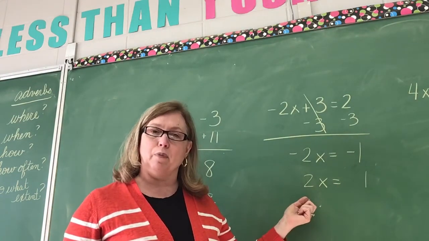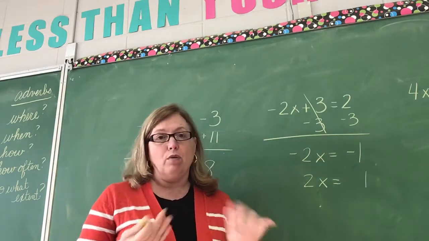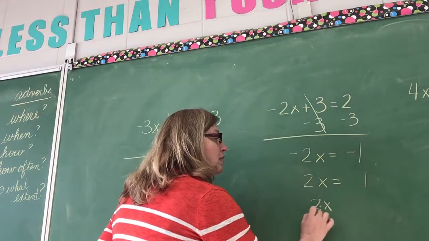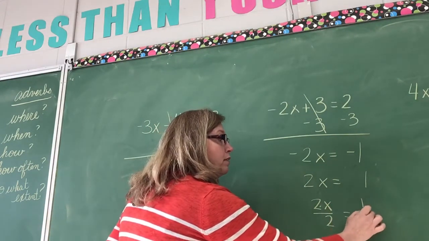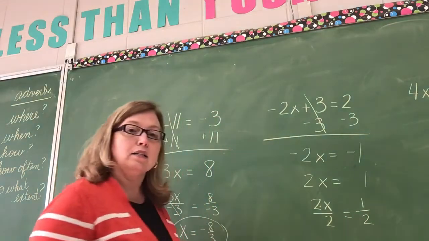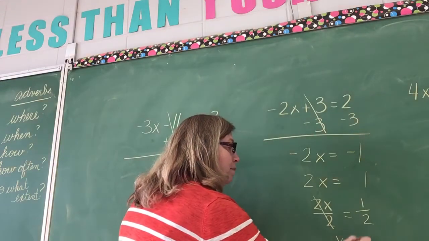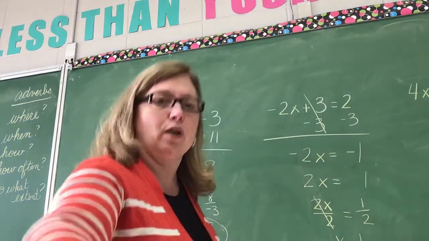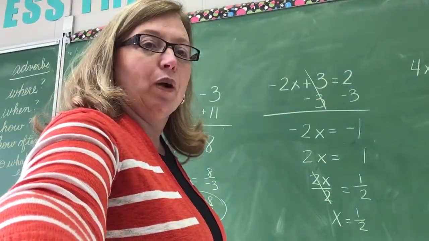Now I need to get rid of this 2. It says to multiply by 2, so I know that I'm going to divide by 2. So I'm going to put 2x divided by 2 equals 1 divided by 2. And my 2's are going to cancel, leaving me only x equals 1/2. I'm sorry if you can't quite see that on the board. There we go. So x equals 1/2.